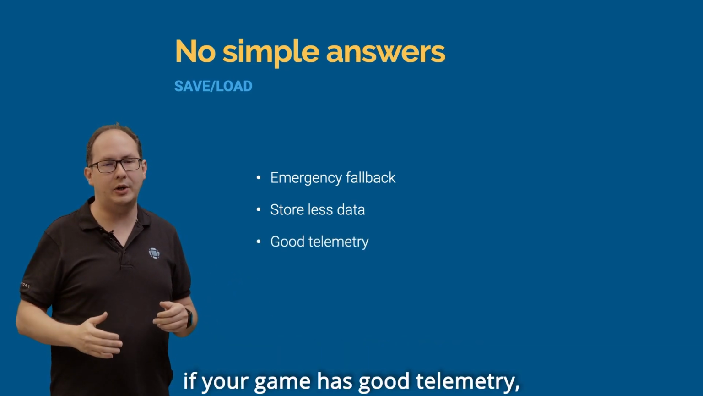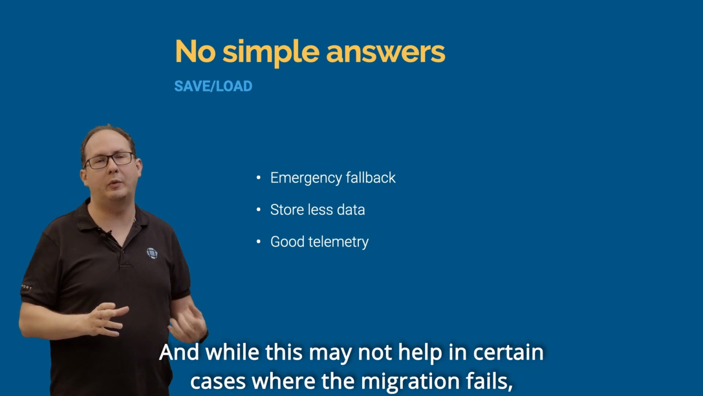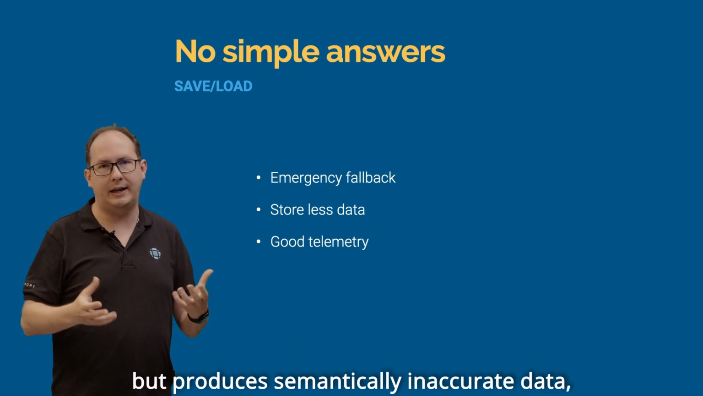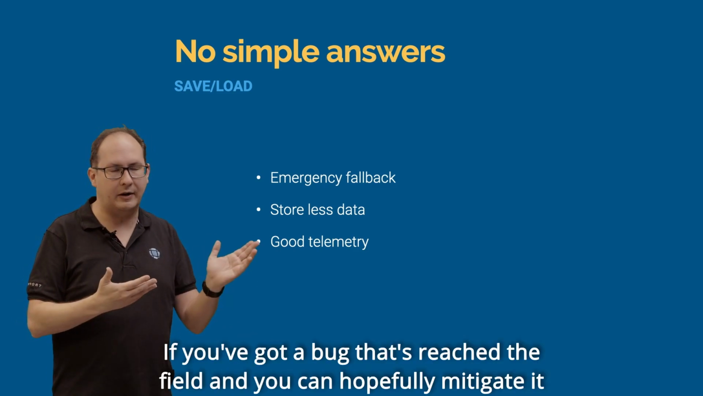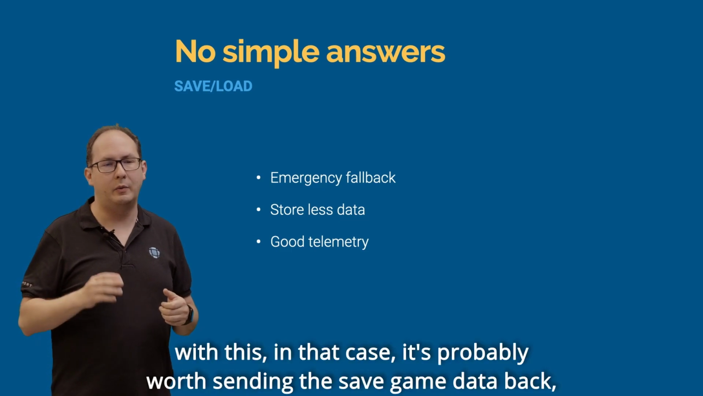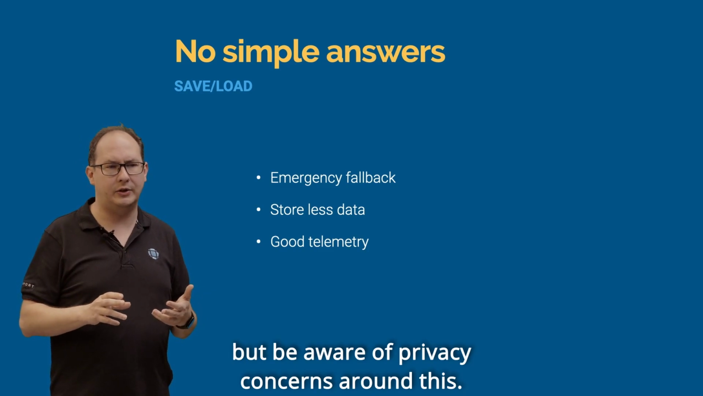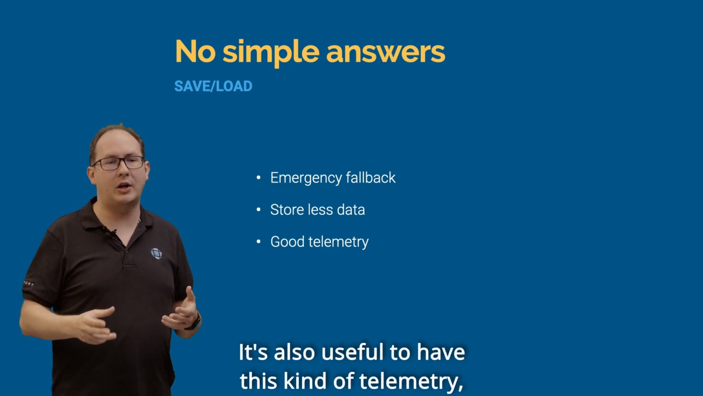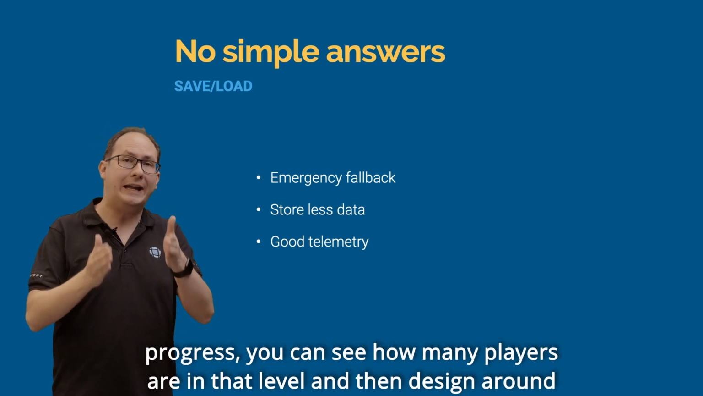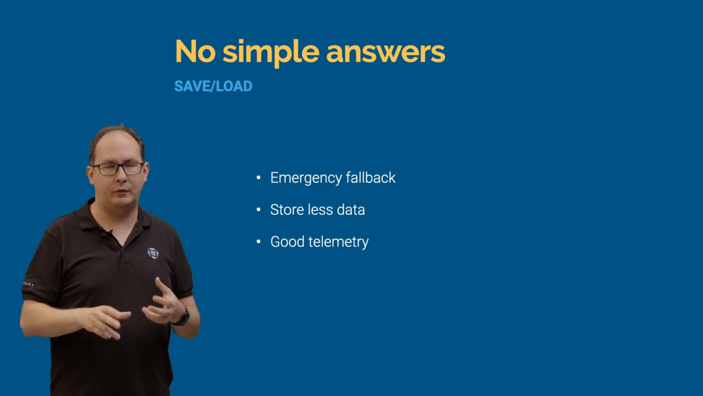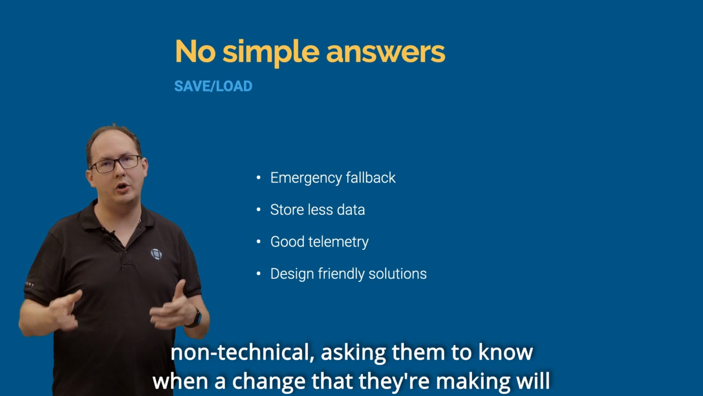If your game has good telemetry, you can fire back data if there's a failed migration. And while this may not help in certain cases where the migration fails but produces semantically inaccurate data, it can still give you something to work with if you've got a bug that's reached the field, and you can hopefully mitigate it with this. In that case, it's probably worth sending the save game data back, but be aware about privacy concerns around this. It's also useful to have this kind of telemetry because if you're going to change a level and players are going to lose progress, you can see how many players are in that level and then design around that constraint.